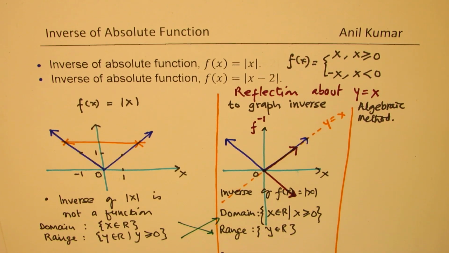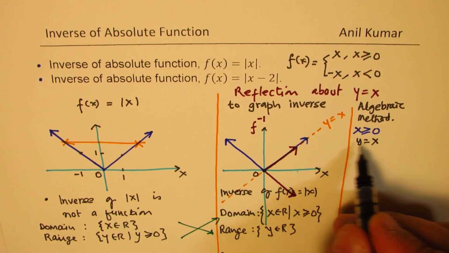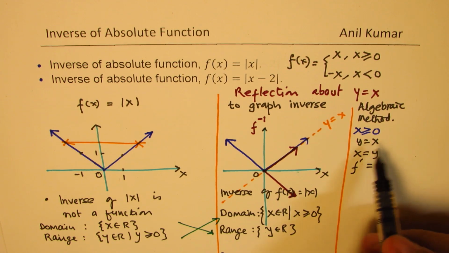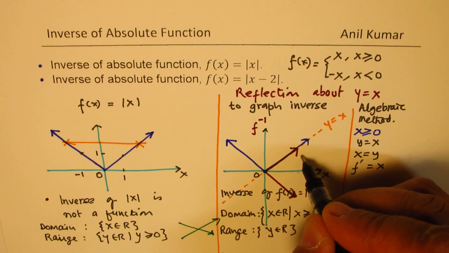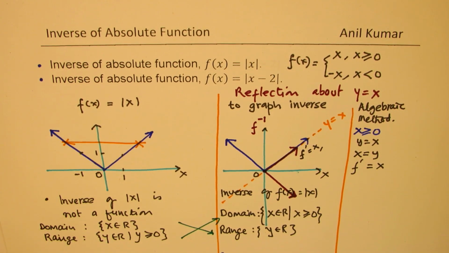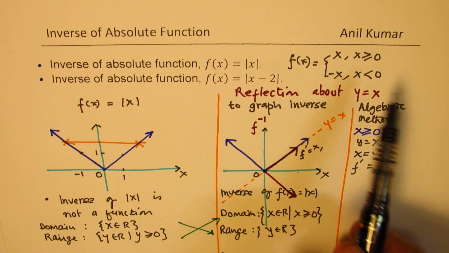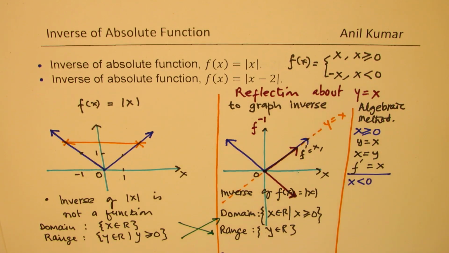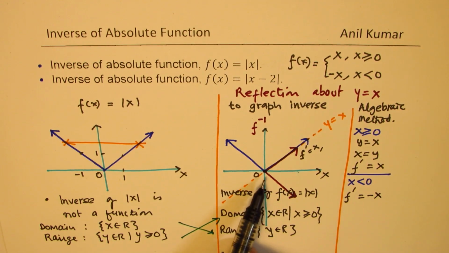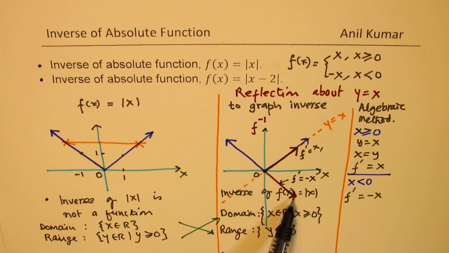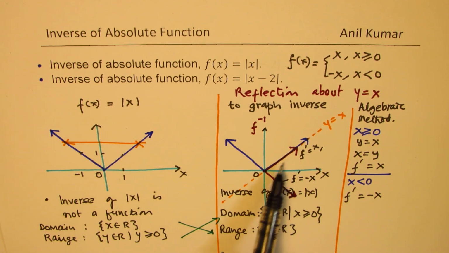So we'll follow the method. For x greater than or equal to 0, we have y equals x. To find inverse, we'll just swap. So we get x equals y, or f inverse is equal to x. So you see the inverse is the same: f inverse is equal to x for x greater than or equal to 0. Now, what happens for x less than 0? For x less than 0, we have y equals minus x. So then the inverse will be minus x. So this part of the graph is f inverse, which is minus x. Do you see that part? So we get two parts of our absolute function in the inverse, which are as shown here.